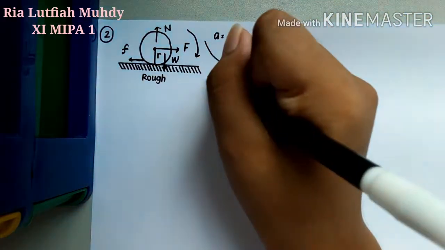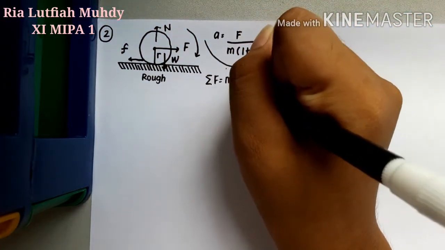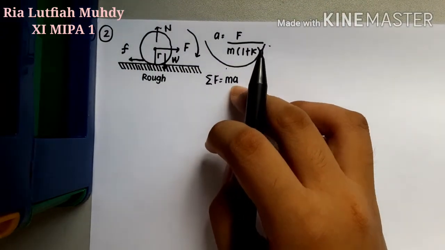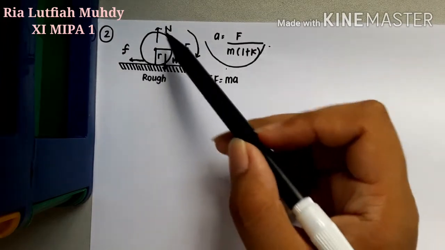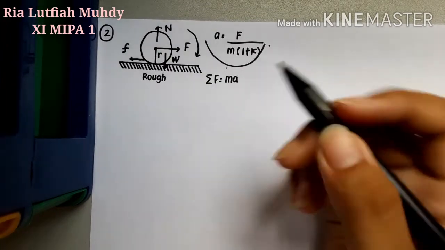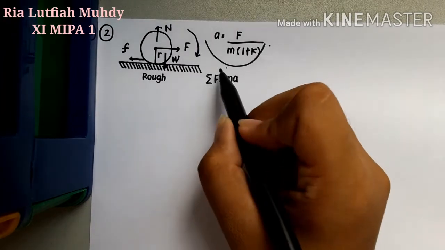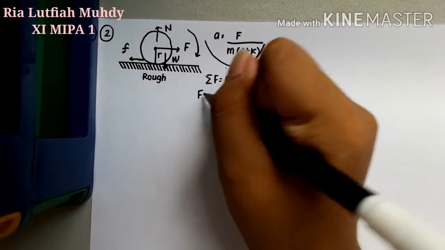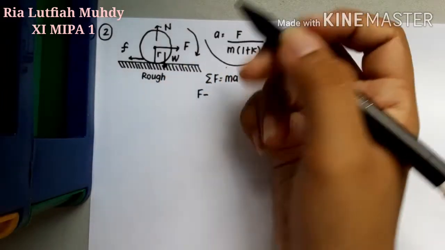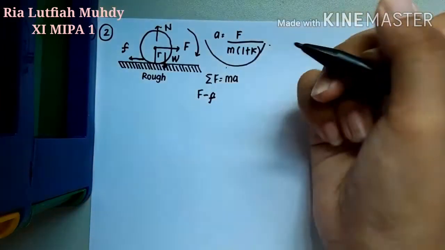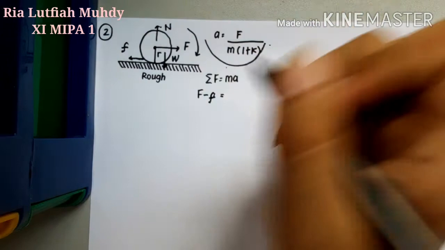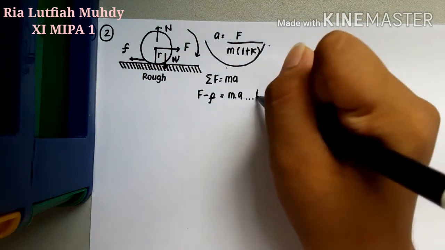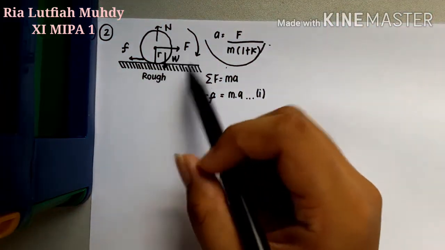First, we can write sigma F equals m times acceleration. Why do we use Newton's second law? Because as we know, in this situation the ball is moving, not staying still. So we use Newton's second law, and as we know, sigma F in this situation is F as a force minus friction, equals m times a. So we get equation 1.